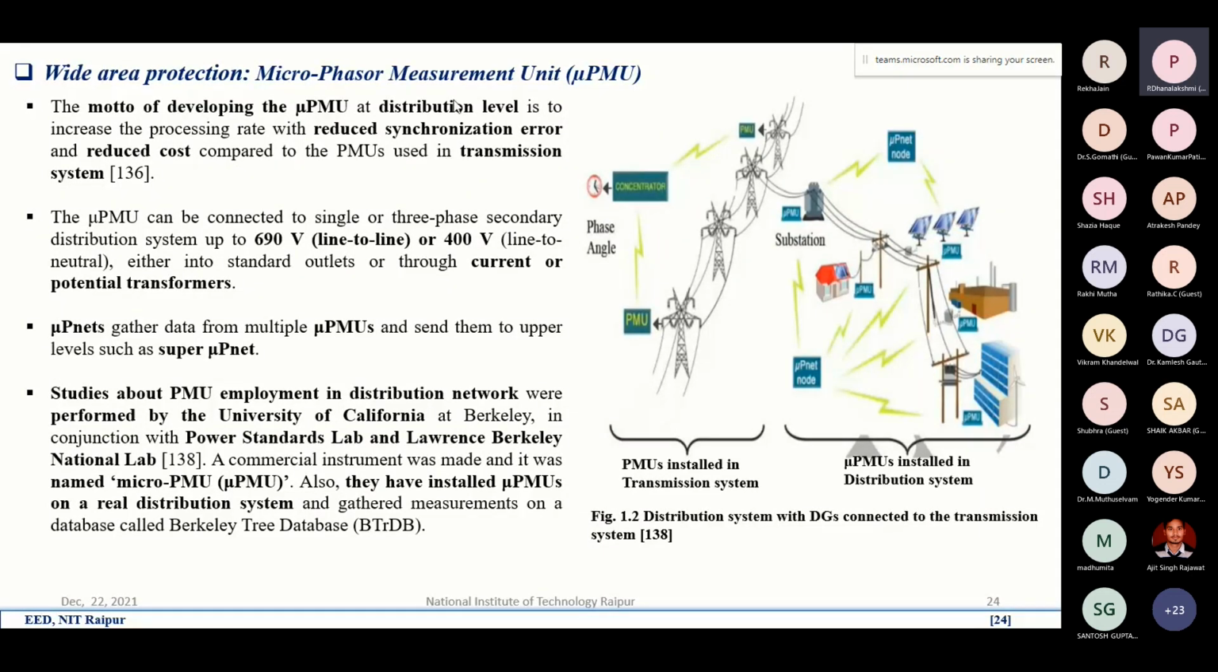system. Micro PMUs can be connected at voltage levels of the distribution system, up to a rating of 690 volts to 400 volts. And you can see PMUs, particularly, are installed at different levels in the distribution systems to monitor the parameters at the different levels in the distribution systems. Whereas in case of transmission systems, they are installed at different substations, you can see.